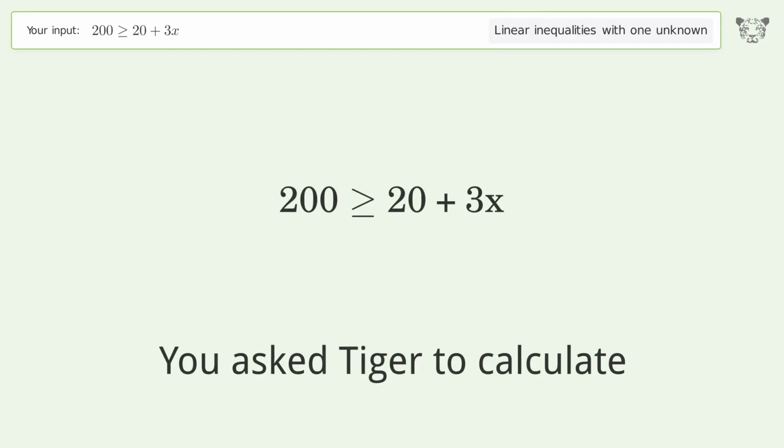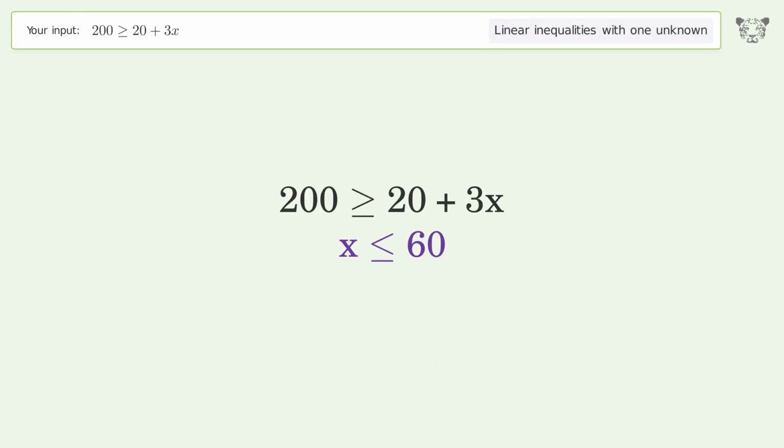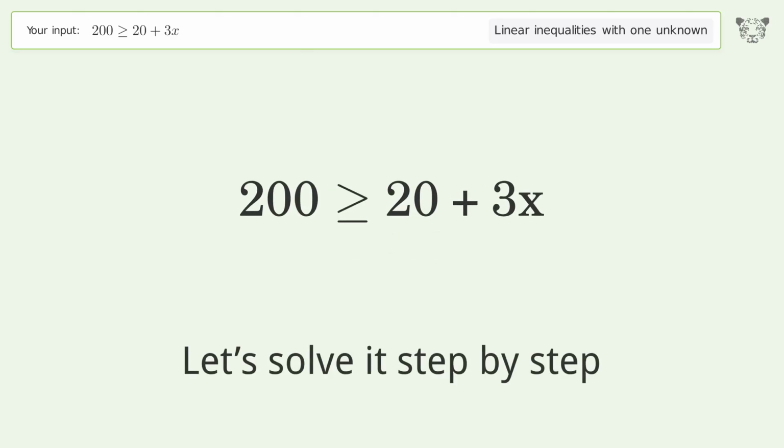You ask Tiger to calculate. This deals with linear inequalities with one unknown. The final result is x equal or smaller than 60. Let's solve it step by step.